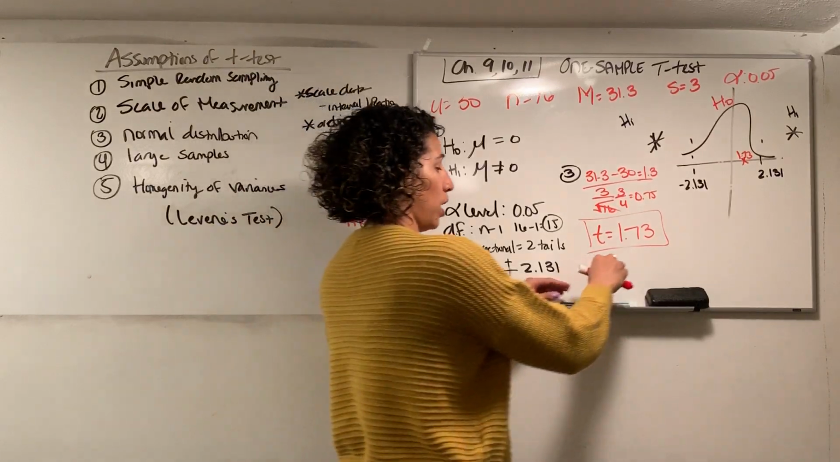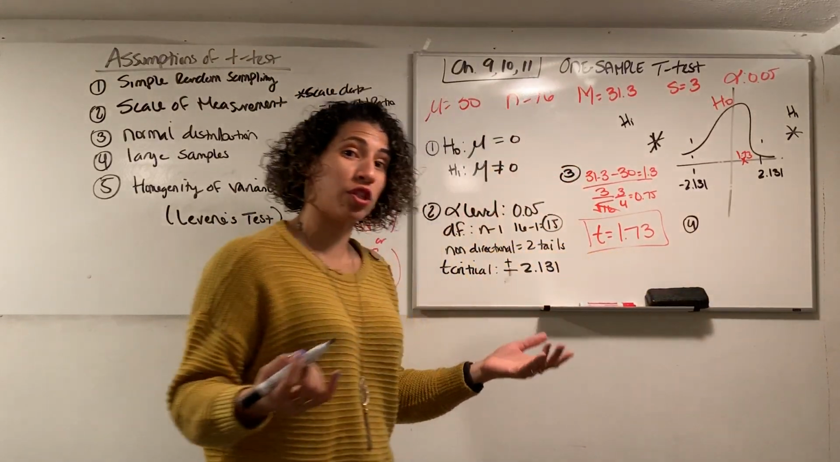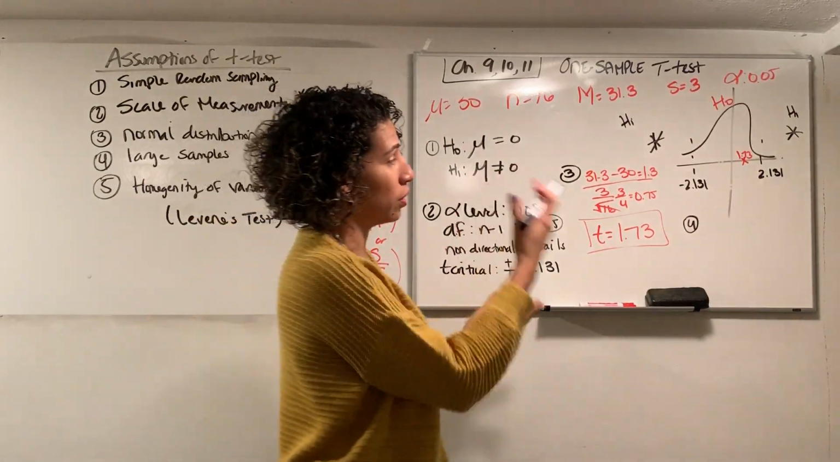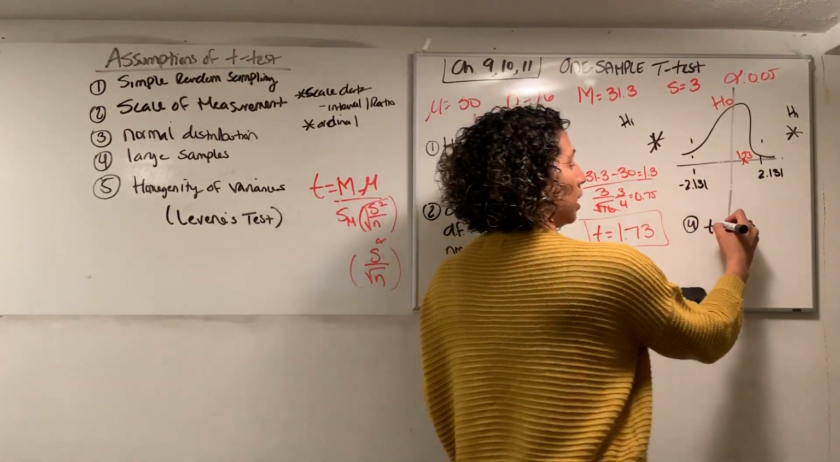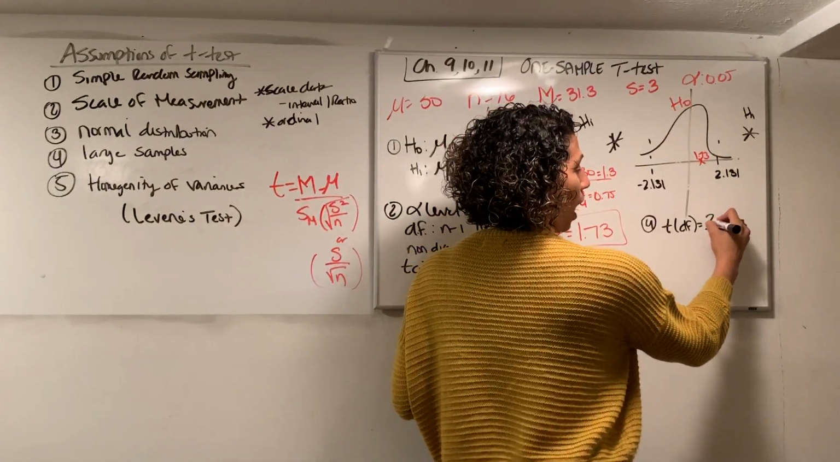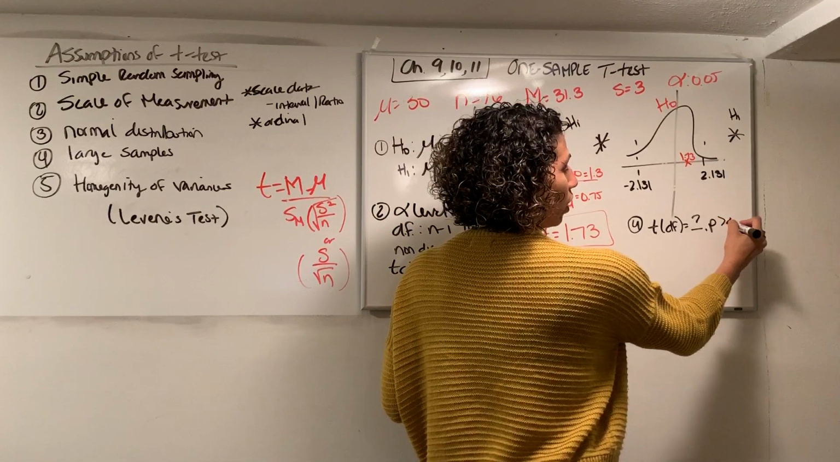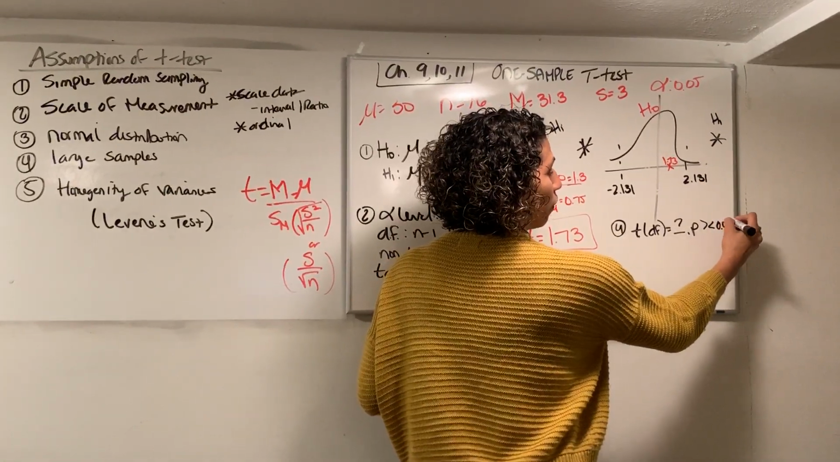So what do you do in your step 4? You do exactly what I just told you. You make a decision, and you're going to write a beautiful paragraph that's going to explain this whole entire process. And at the end of that paragraph, you're going to write T with the degrees of freedom, the actual value that you got. The probability is either greater than or less than the actual alpha level, in this case, 0.05.